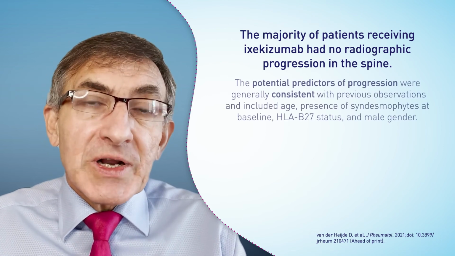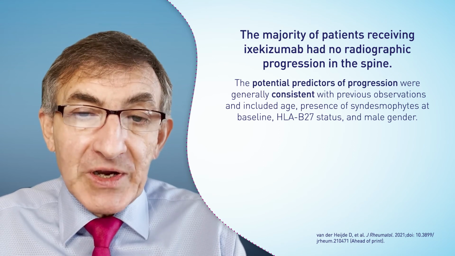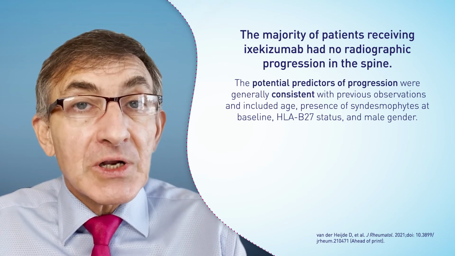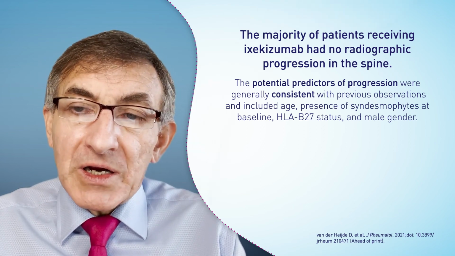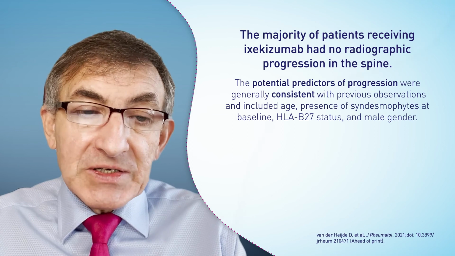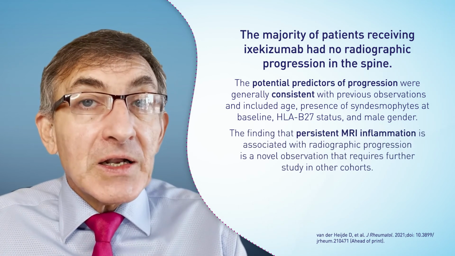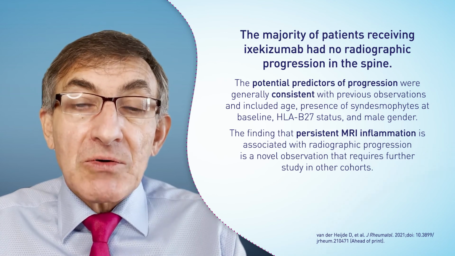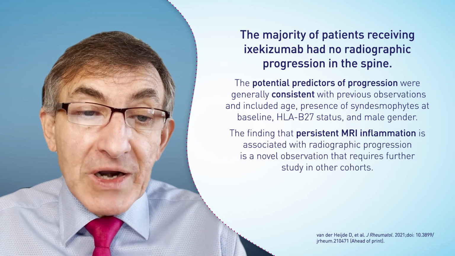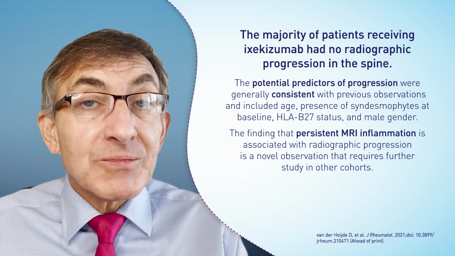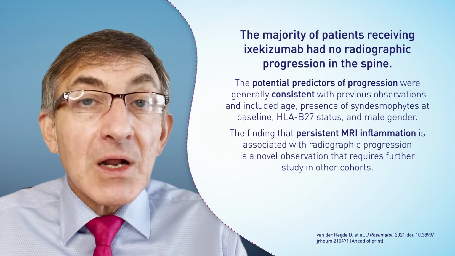The potential predictors of progression were generally consistent with previous observations and included age, presence of syndesmophytes at baseline, HLA-B27 status, and male gender. The finding that persistent MRI inflammation is associated with radiographic progression is a novel observation that requires further study in other cohorts.